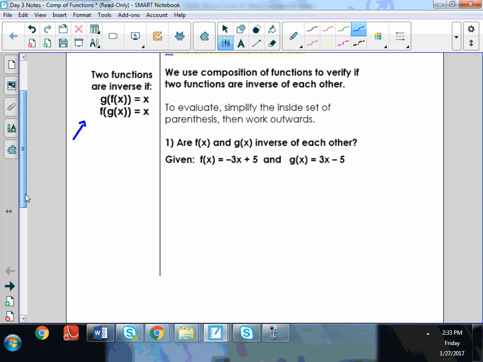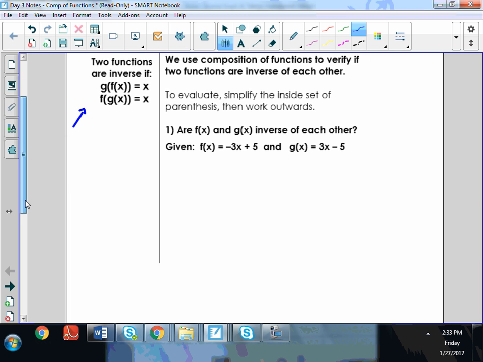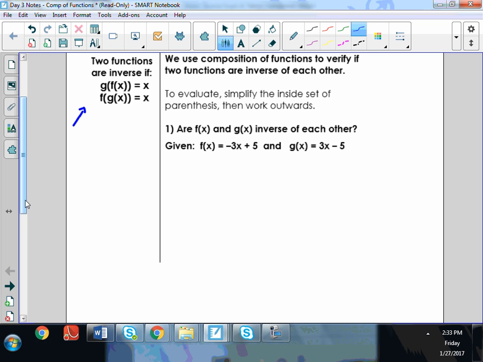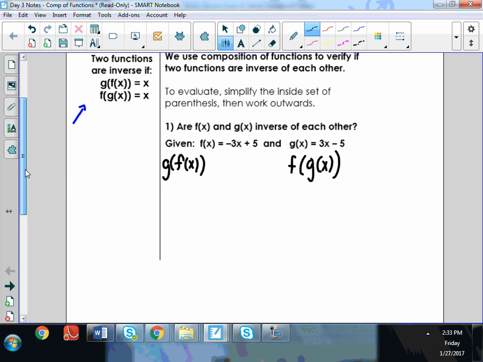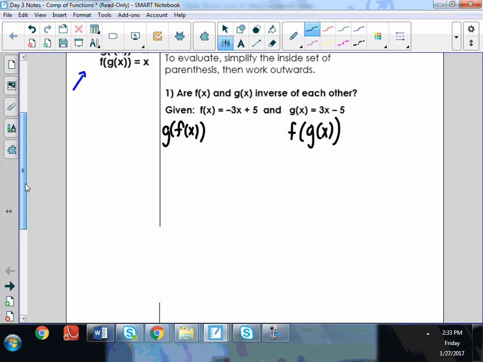So to evaluate, we simplify the inside set of parentheses and we work outwards. So the first thing I want to verify is g of f of x. And then on this side, I'm going to verify f of g of x. I think I want to save number 1. Let's start with number 2. So number 2 is going to be a very similar looking problem, but we'll come back and do number 1 after we do number 2.